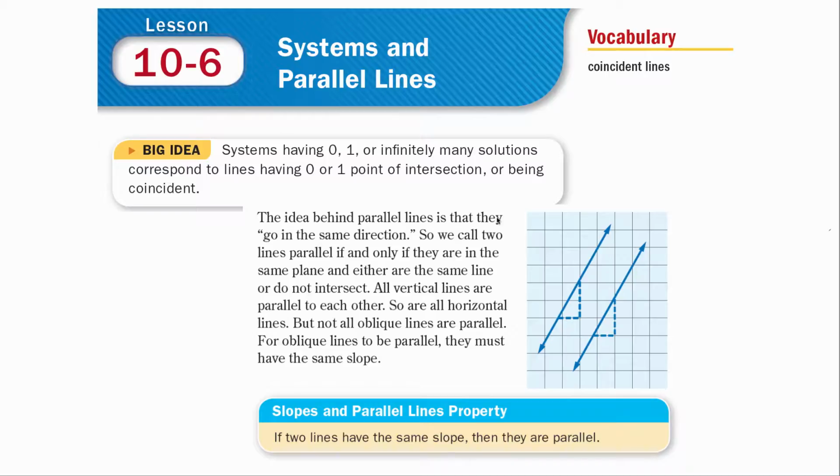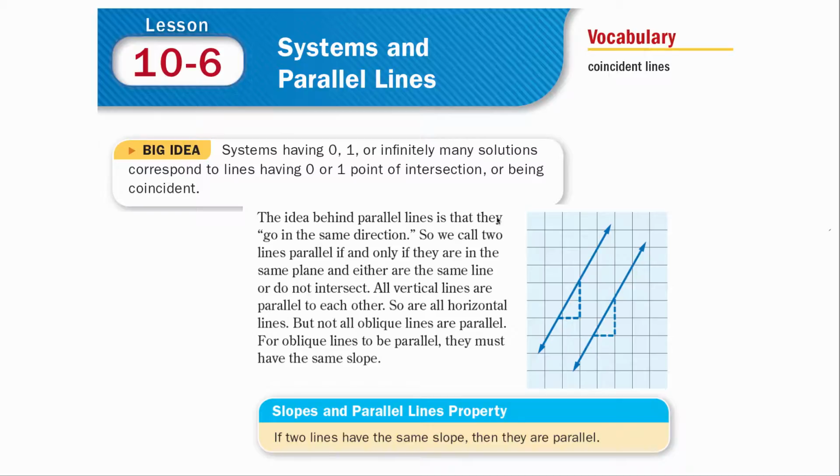And with parallel lines, we have two situations. If they're parallel, they either have no solutions in common or all solutions in common. If they have all solutions in common, that means they're the same line, or they are coincident lines. It's not a coincidence that I mentioned coincidentally.